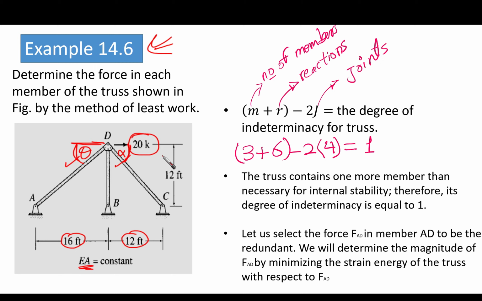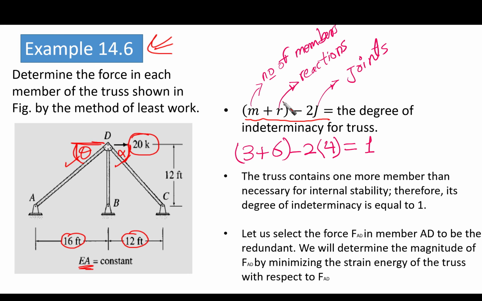Now let's try to get the indeterminacy of our system. For the truss, whenever we are talking about the degree of indeterminacy, we have an equation which we have already explained before in Structure Analysis 1. It is M, the number of members that we have. We have here 1, 2, 3. So we have 3 members.